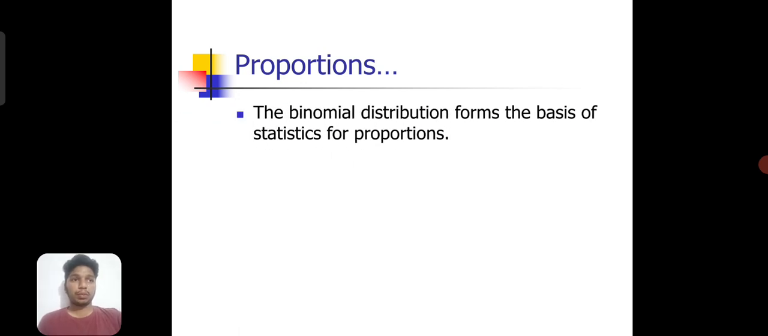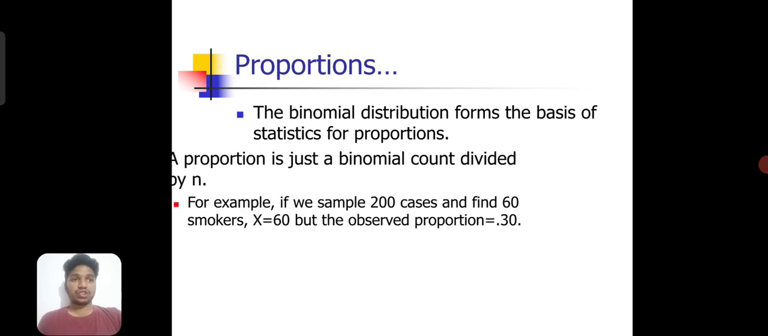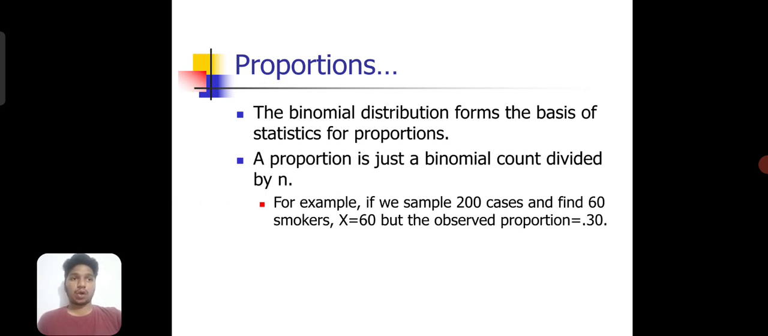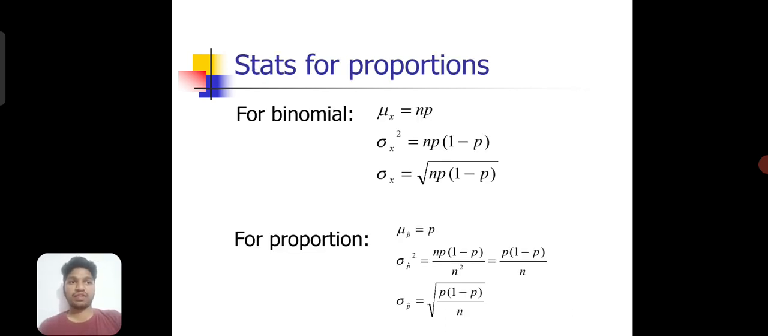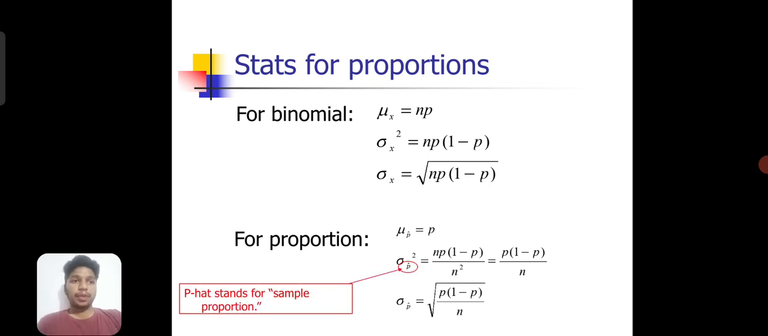Proportions: the binomial distribution is the basis of the statistics for proportions. The proportion is just a binomial count divided by n. Here comes the example. If your sample is 200 cases and you find 60 smokers, x equals 60, but the proportion is 0.30. Statistics for proportions are similar to the binomial counts but differ by a factor of n. For proportions, you can see the formulas and derivations. p-hat has a standard error for sample proportions. This differs by the factor of n.